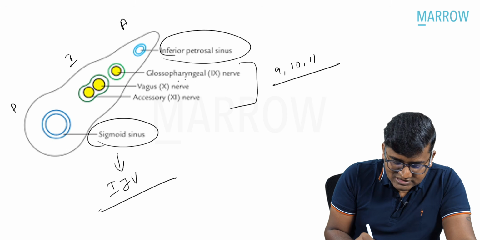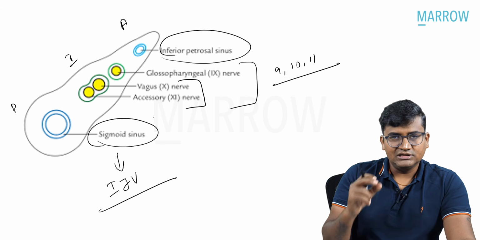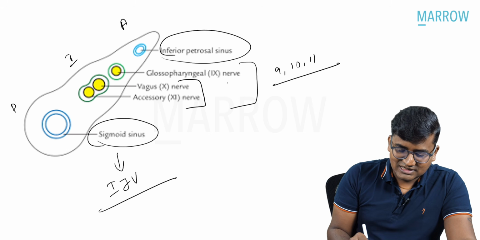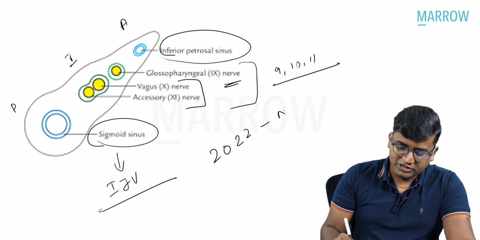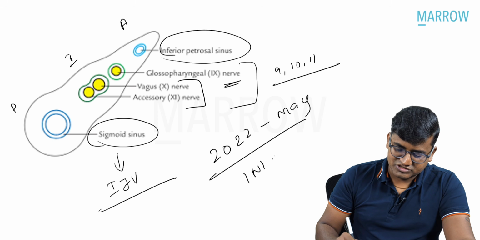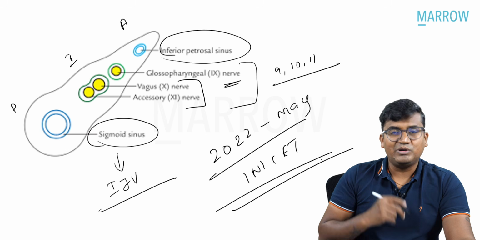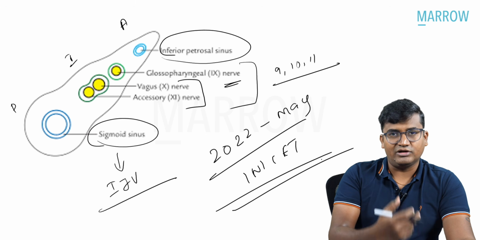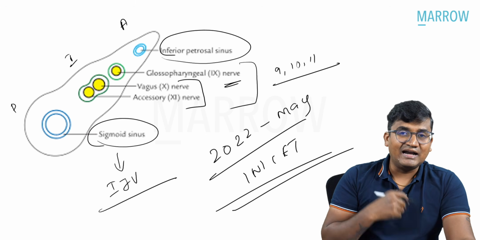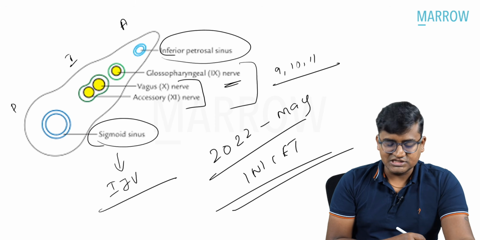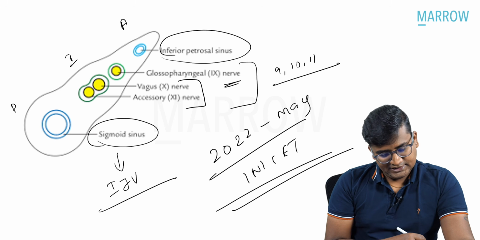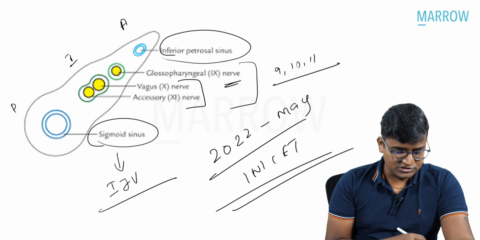Now see, the 10th nerve and 11th nerve have a common sheath. They pass in a common canal, whereas the 9th nerve has a separate canal. Again, that is a question we got in 2022 May INI-CET: which of the following nerves passes in a separate canal in the jugular foramen? Our 9th nerve passes in the separate canal. Okay? Yes. Now, that's all.